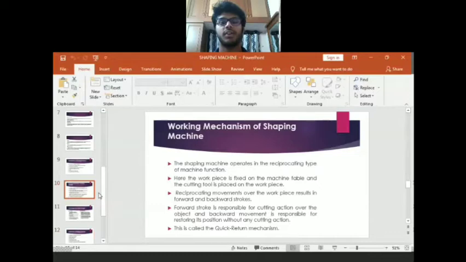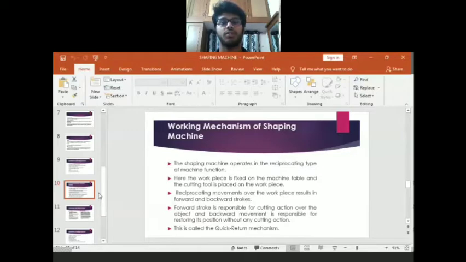This is the working mechanism of the shaping machine. The shaping machine operates as a reciprocating type of machine. Here, the workpiece is fixed on the table of the shaping machine and the cutting tool is placed over the workpiece. Reciprocating movements over the workpiece result in forward and backward movements.